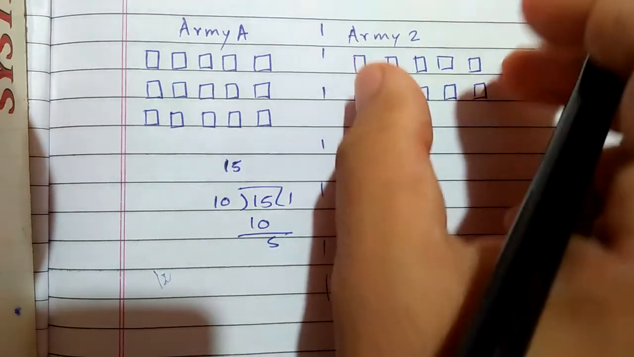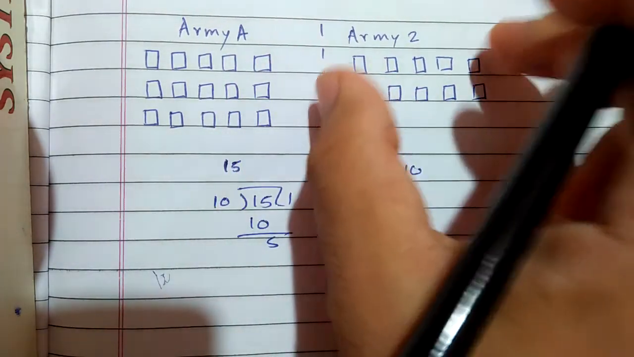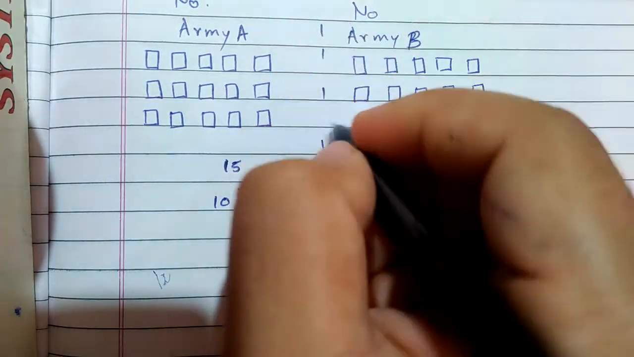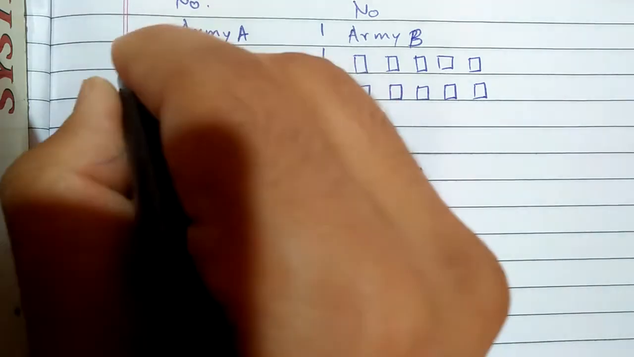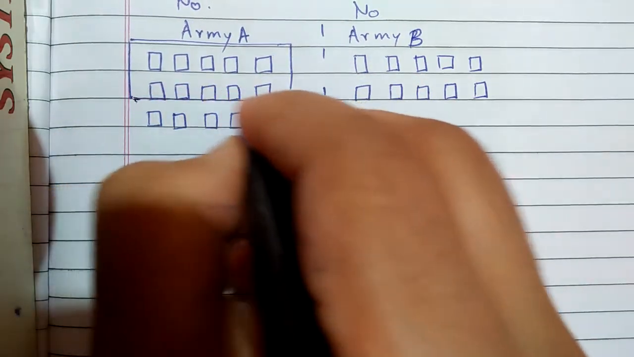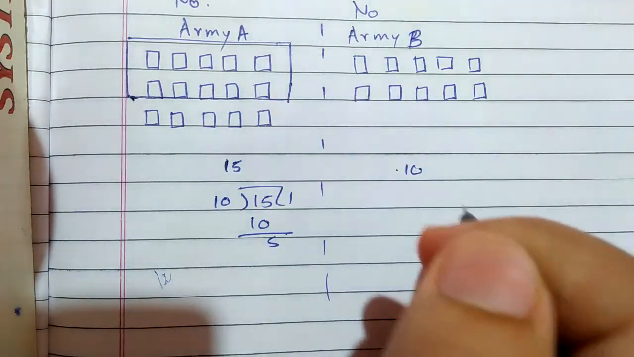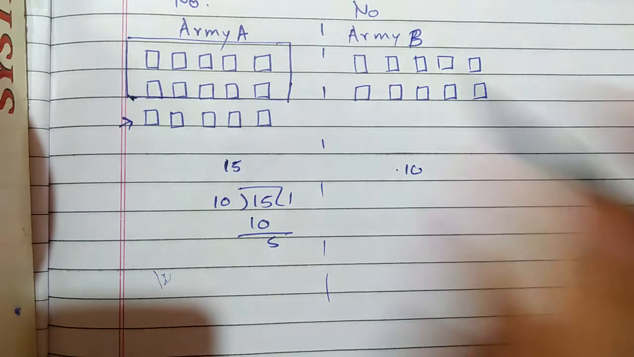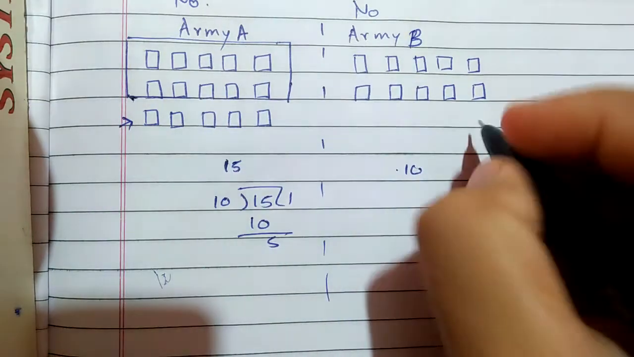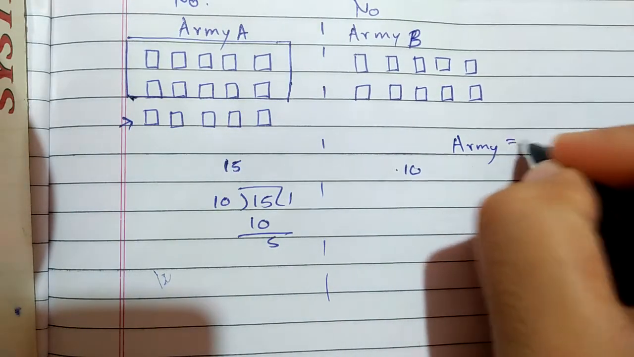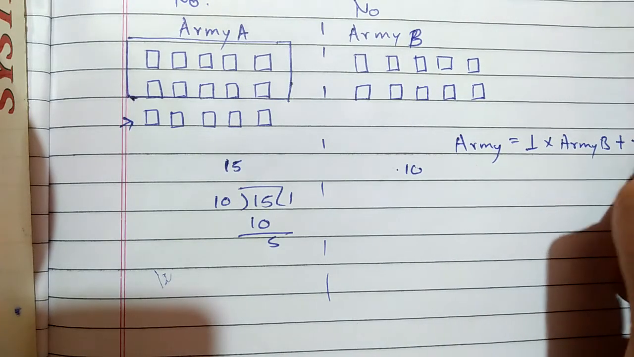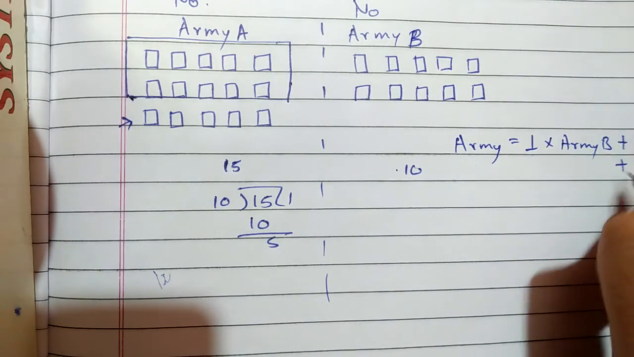So if we divide the number of members in army A by the number of members in army B, we get one whole portion of army B. This is the number of guys in army B, and this is the remainder. This is the portion which can be divided. So army A is one portion of army B plus the remainder, where the remainder is 5.